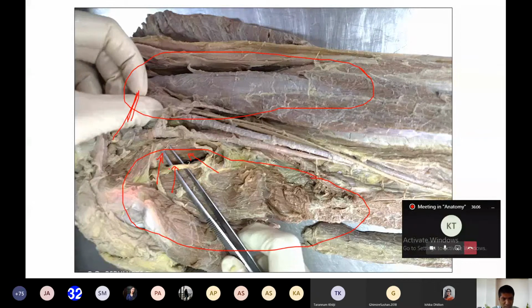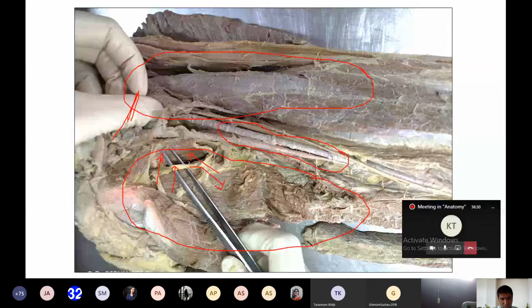So this nerve lies behind the adductor brevis. Okay, number one. Number two, it's sending a branch to the adductor magnus. Already you have studied the adductor magnus is supplied by the posterior division of the obturator nerve. Very good. Excellent answer.